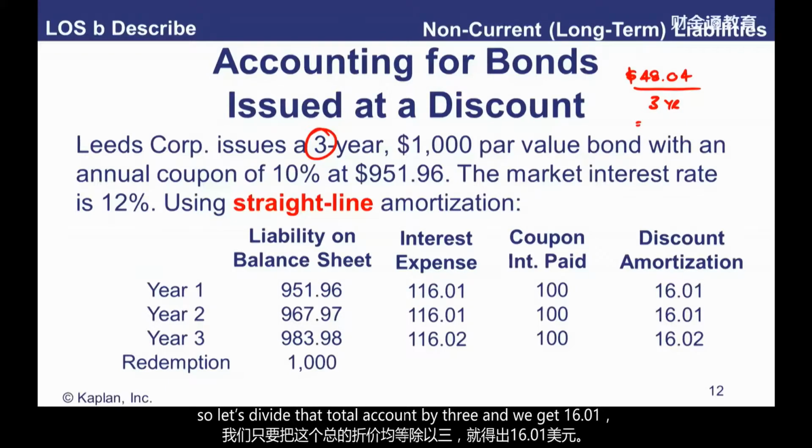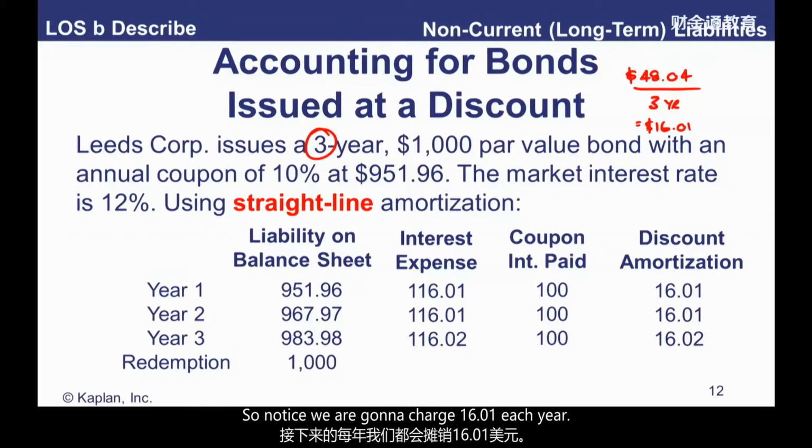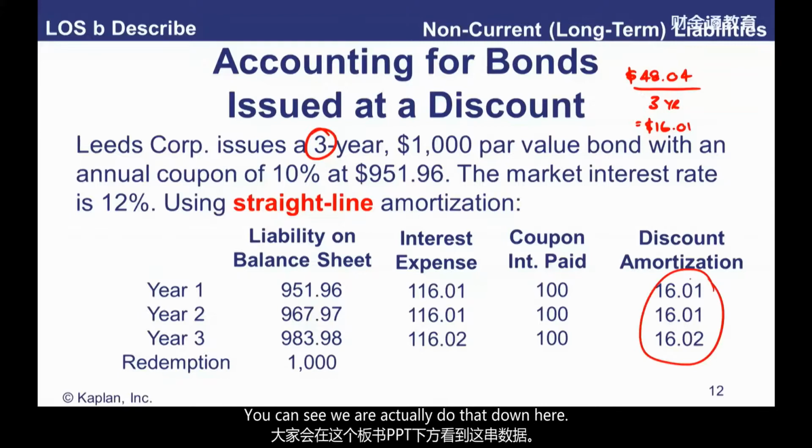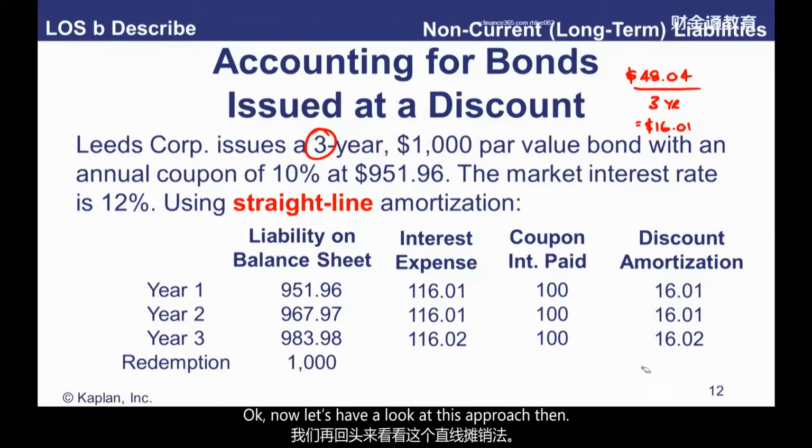and we get 16.01, again rounding to the nearest cent, as our annual amortization. So notice we're going to charge 16.01 each year, and you can see that we actually do that down here. The 16.02 in year 3 is simply caused by our rounding differences, essentially. Okay, so let's have a look at this approach then.